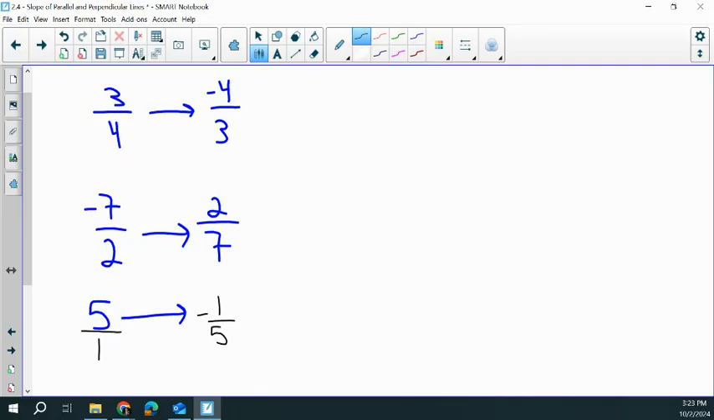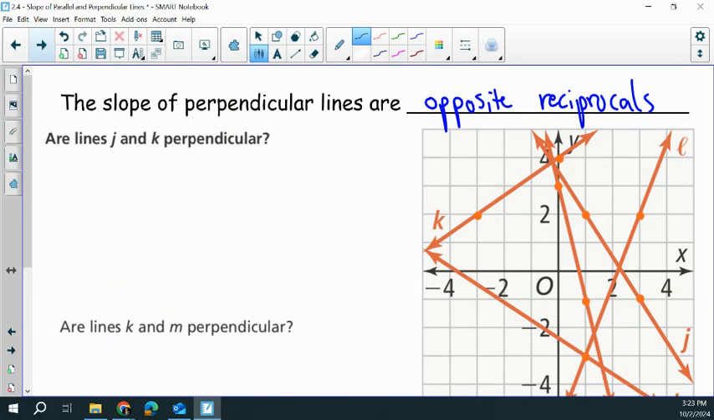So just one more example, if I had negative 1 over 8, the opposite reciprocal of that would just be positive 8 over 1, or just 8. So that is how opposite reciprocals work. So if two lines' slopes are opposite reciprocals, they would be perpendicular.